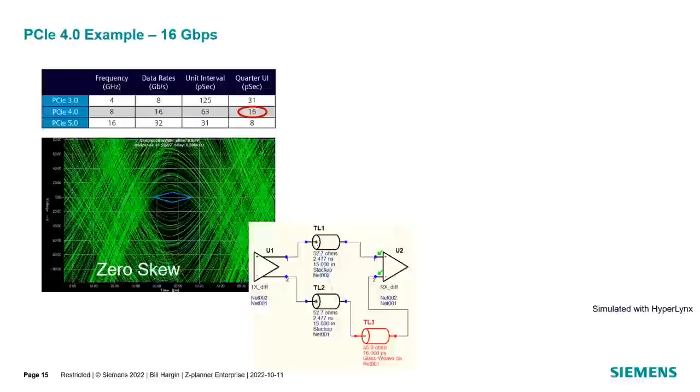So here's the 0 skew example, and you can see that you've got some bits barely encroaching on the eye mask. You might want to use a lower loss material. You might want to shorten the run length. I wanted to create something that was right on the edge though, and so that's what I did here.